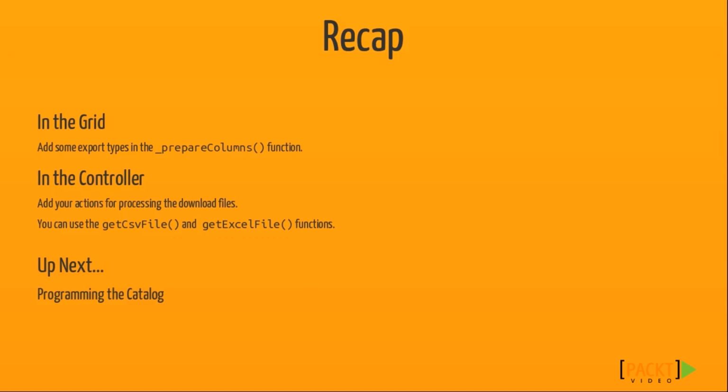We start by editing the prepare columns function and adding some export types which map to our controller actions. The controller actions process the request, but we use built-in Magento functionality to get CSV file or Excel file representations of our grid.